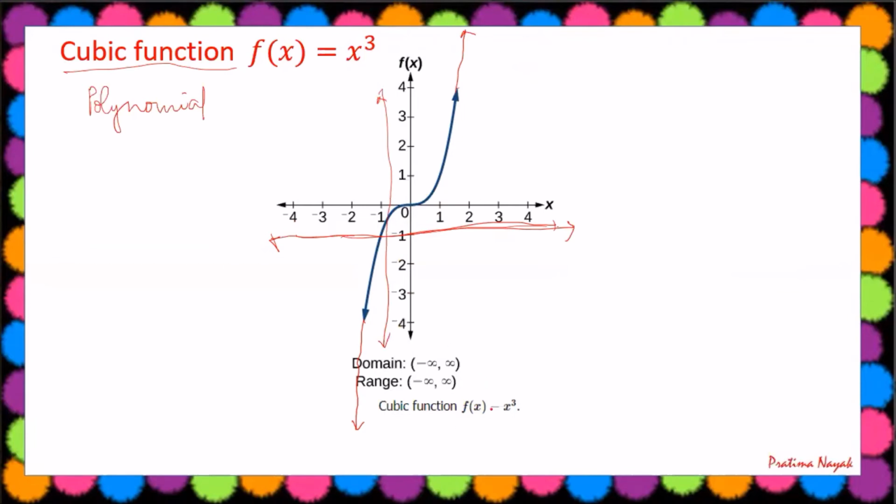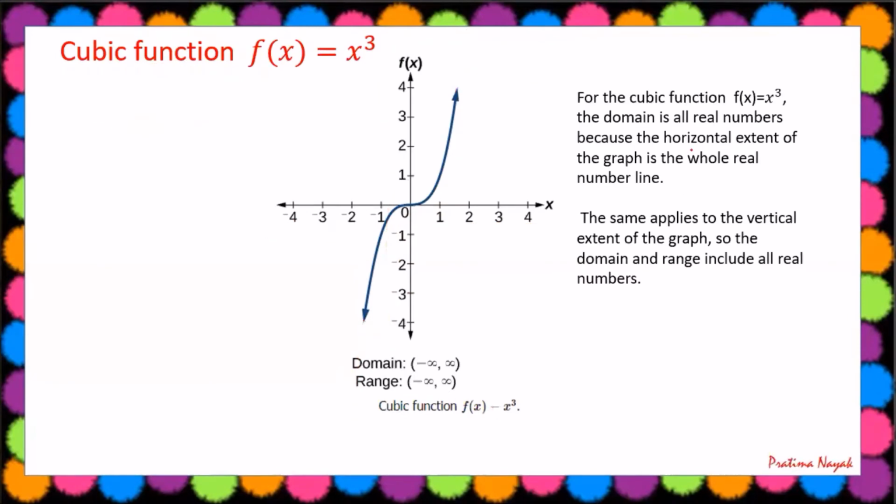f(x) is equal to x cubed, the graph. So for the cubic function f(x) equal to x cubed, the domain is all real numbers because the horizontal extent of the graph is the whole real number line. The same applies to the vertical extent of the graph also. It takes both negative and positive values, and so the range is all real numbers. So the domain is all real numbers, the range is also all real numbers.